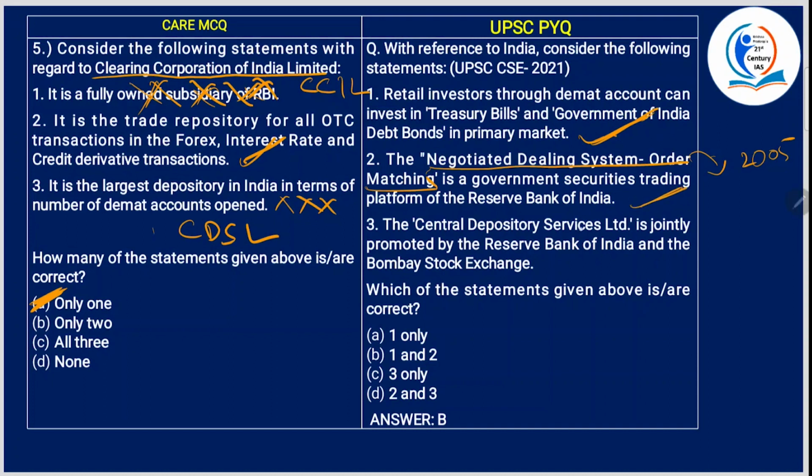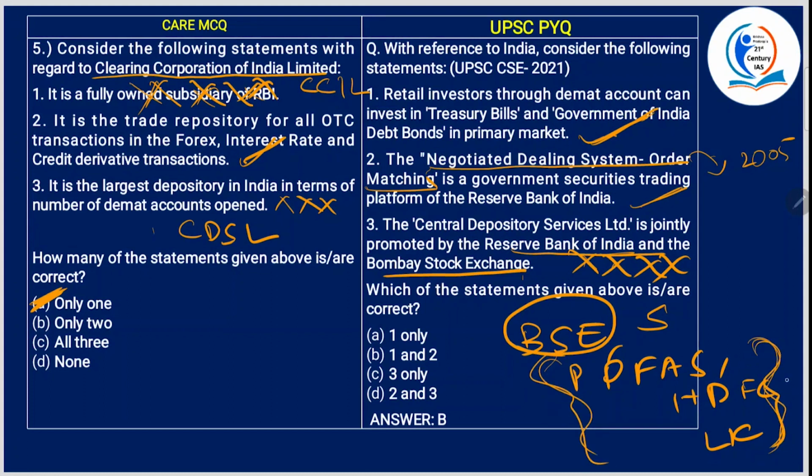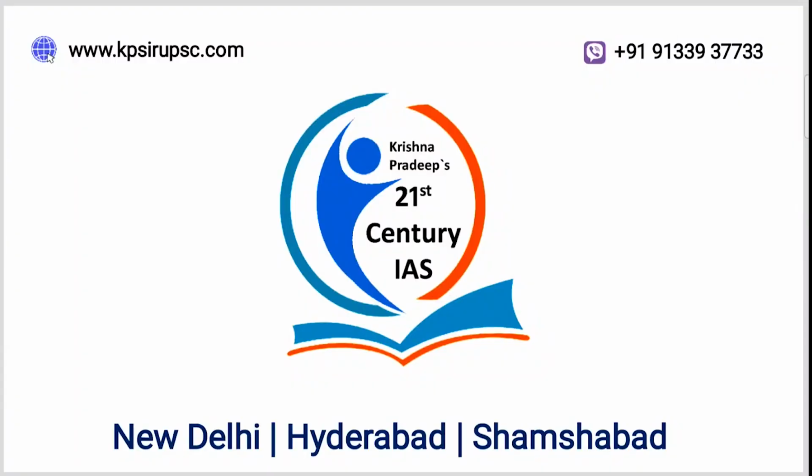Next, the Central Depository Services Limited, that is CDSL, is jointly promoted by Reserve Bank of India and Bombay Stock Exchange. No, we have seen that the top shareholders are BSE, Standard Chartered Bank, PPFAS Mutual Fund, HDFC Bank and LIC. So here Bombay Stock Exchange Limited is there, but it is not jointly promoted with Reserve Bank of India, because all these other organizations are also involved. So 3 is gone, 1 and 2 are correct. So B is the answer. This is it for today. All the best.